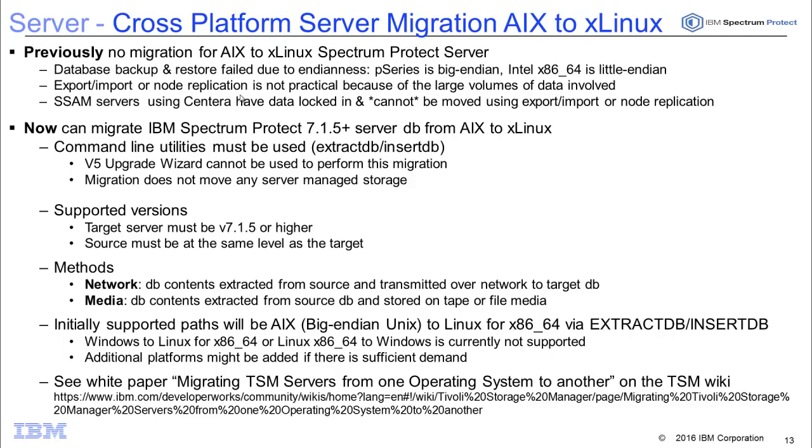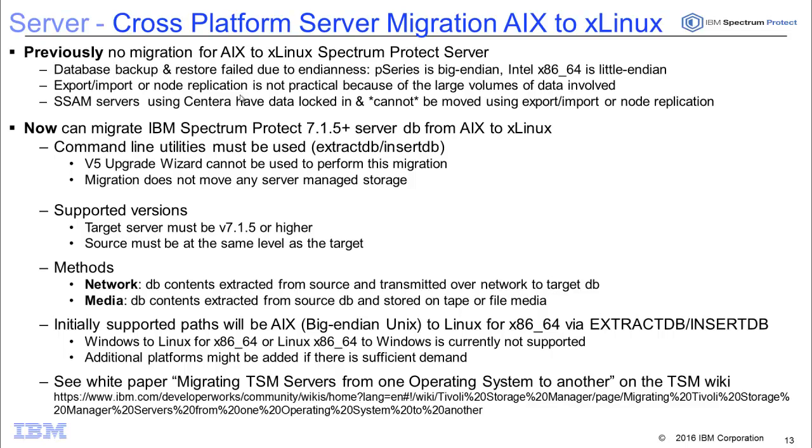Okay, let's look at another new feature in 7.1.5, and this is the ability to migrate a Spectrum Protect server from an AIX platform to an x86 Linux platform. We do have other platform migrations available. This one previously wasn't supported because of the endianness. P-Series is a big-endian architecture versus the Intel x86-64, which is your little-endian architecture.